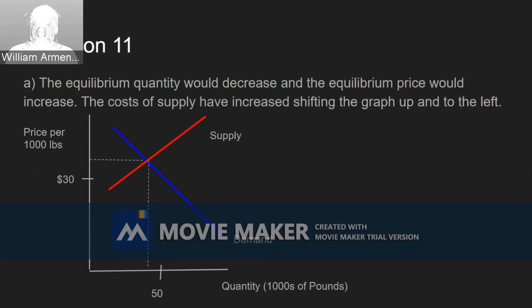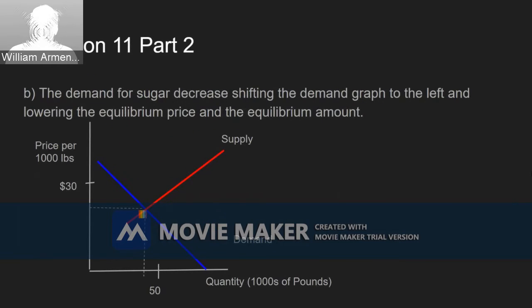And then for part B, it says, what if a new study was published, it's on the next slide, that emphasized the negative health effects of consuming sugar? That would cause the demand to decrease, causing the price to decrease and the quantity to decrease.